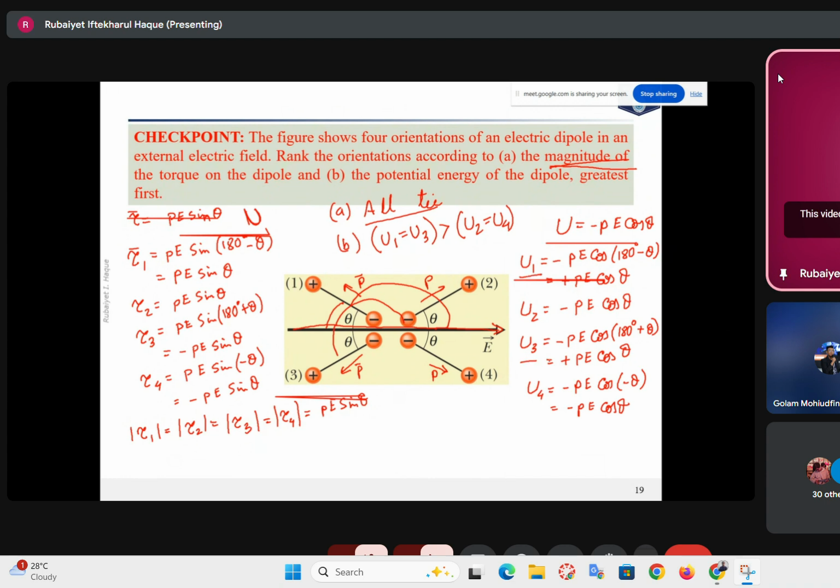U1 and U3 are the highest, which equals plus PE cos theta. So U1 and U3 are equal, and greater than U2 and U4, which are minus PE cos theta. Is that clear, everyone? How did the result come? How did you get the result?